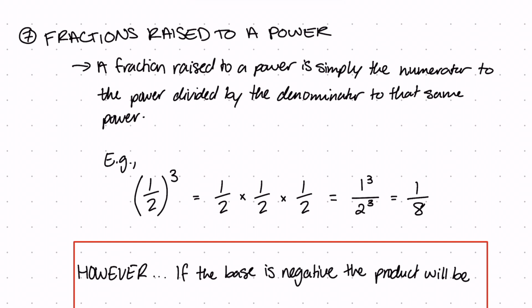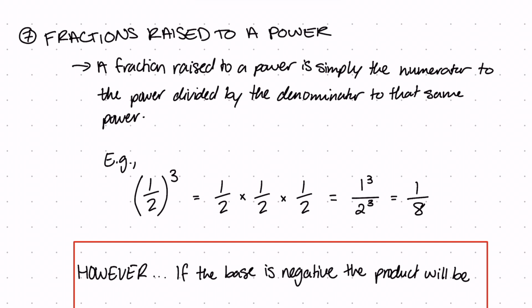So I just realized I lied when I said converting between mixed fractions and improper fractions was going to be the last thing I talk about, because I just remembered about fractions raised to a power. So a fraction raised to a power is very easy. It's simply the numerator to the power divided by the denominator to that same power.